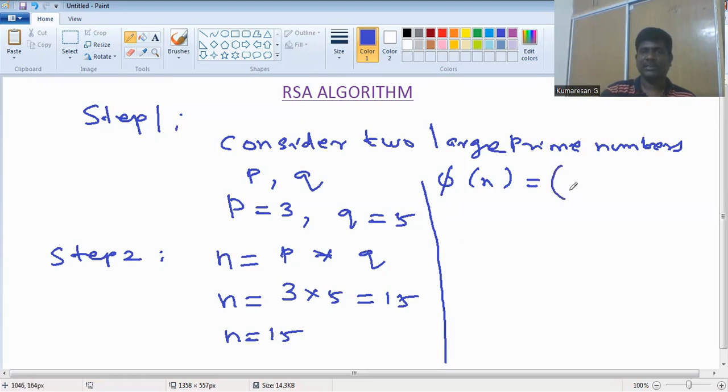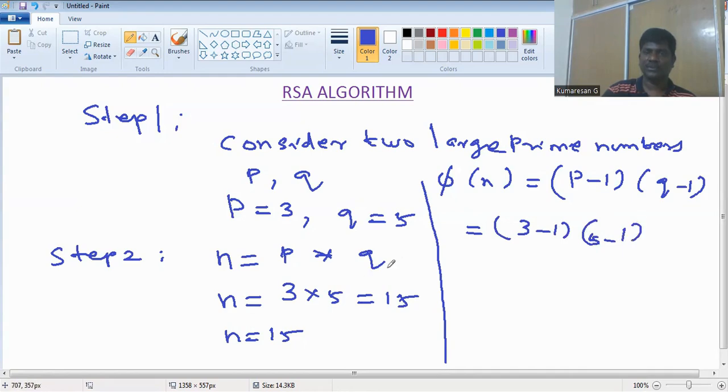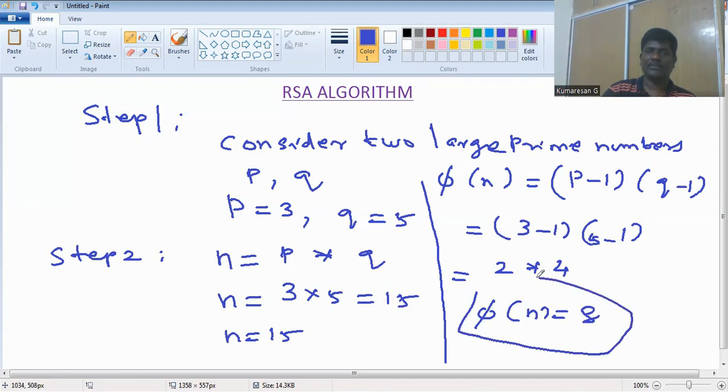Okay, so here the RSA algorithm uses p minus 1 into q minus 1. So already we know the p value. What is the p value? It is 3. So 3 minus 1, and the q value 5 minus 1, so 2 into 4. So what value will we get? 2 into 4, so the pi of n value is 8.